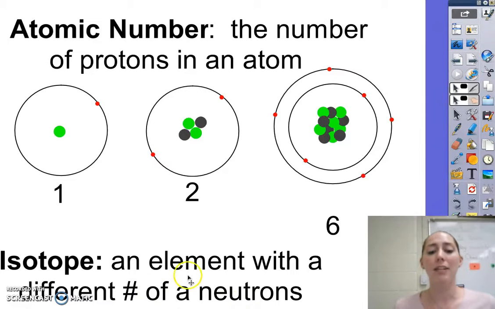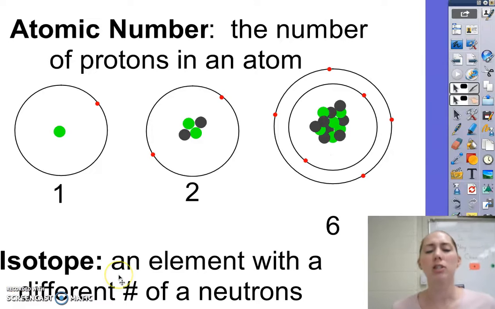So if we have an element, say carbon here, there are 6 protons, so it's definitely carbon. But let's add an extra neutron. Now there are 7 neutrons. This would be called carbon-13, and it's an isotope. It's still carbon, but it's just got a slightly different number of neutrons. You can also add another one. Now we've got carbon-14. You might have heard of it from carbon-14 dating. We use it for determining how old things are.